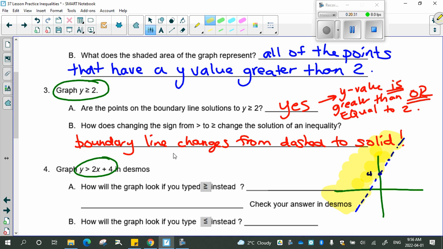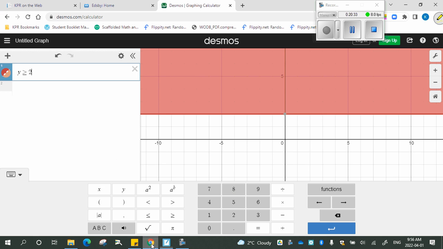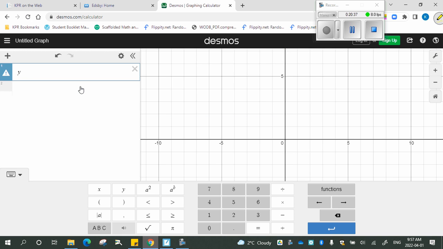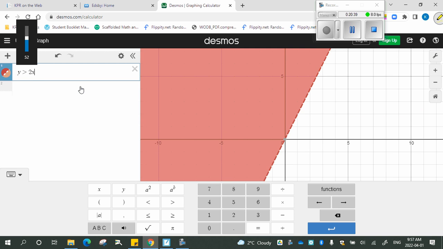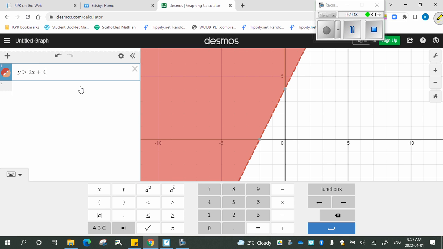Okay, so y is greater than 2x plus 4. Oh no, I have to change that to strictly greater than. And that was our prediction, right? We have a dotted boundary line, and we've colored in everything above the line. And that means the y value for all these points is going to be greater than 2x plus 4, which is kind of a hard thing to think about.